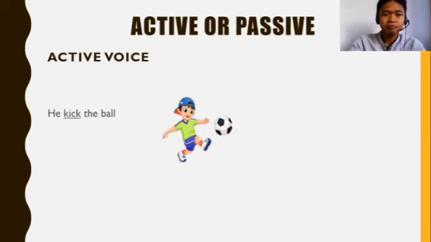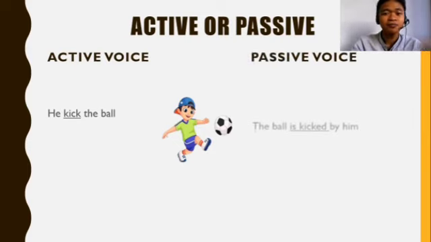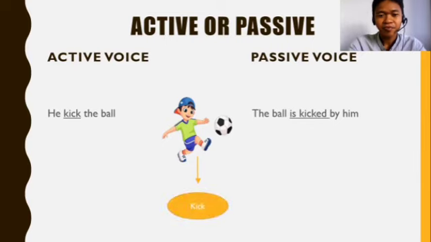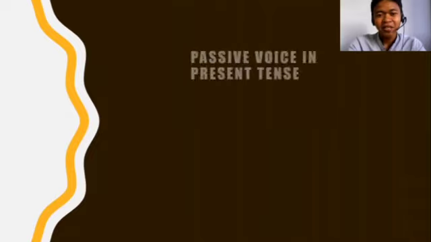But in passive, it's different. In the passive, we are focusing on the object. We are focusing on the ball. The ball is kicked by him. We use verb three, and the verb three is kicked. Remember that we have to focus on the activity and the object. Next slide.